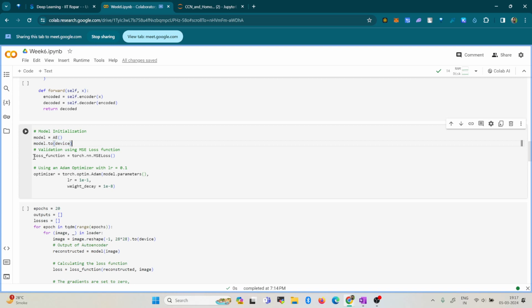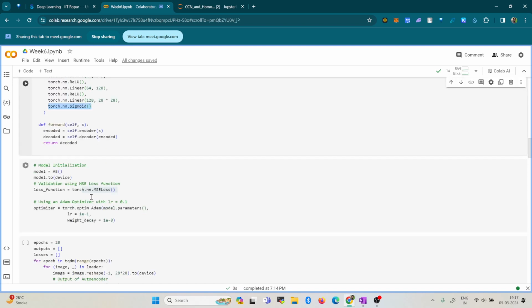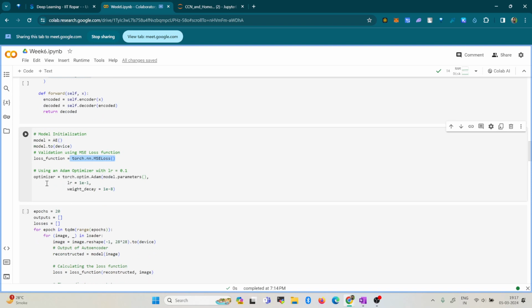Now I am defining a loss function that I should be using. The loss function that I have defined is torch.nn.MSELoss, mean squared error loss. The final output layer is sigmoid, and I have defined mean squared error loss. I could have defined cross entropy loss also, just remember that. And I am using the Adam optimizer that we have discussed. So I have defined optimizer equal to torch.optim.Adam. You need not worry a lot about it. You just need to specify your learning rate and decay rate, and your optimizer is ready.